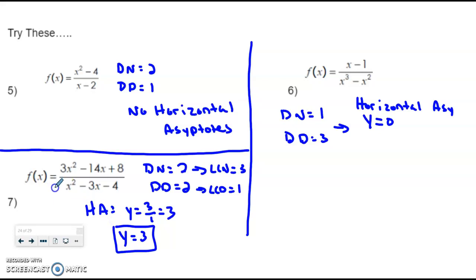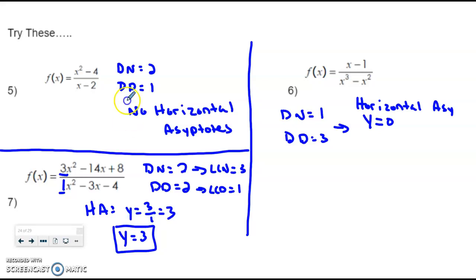Looking at this last one, number 7, the degree of the numerator is 2, the degree of the denominator is 2. So it looks like I have to look at the leading coefficients. The leading coefficient of the numerator is 3, the leading coefficient in the denominator is 1, so we're going to divide those two numbers, and you get y equals 3.